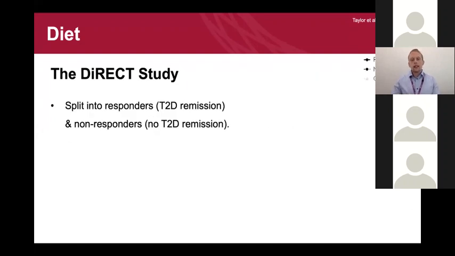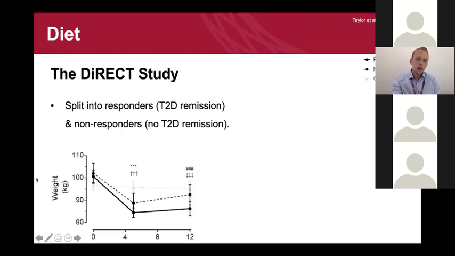So in the final analysis, the authors split the participants in the intervention group into those who responded and achieved the overall aim of the study, which was type 2 diabetes remission, and then the other group who didn't respond by not achieving the type 2 diabetes remission.